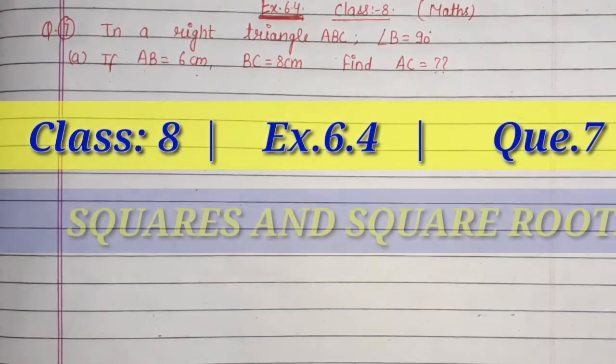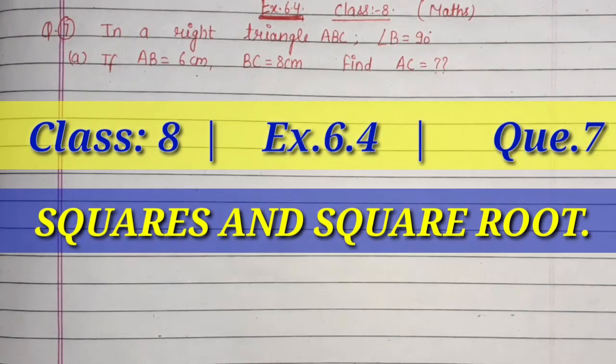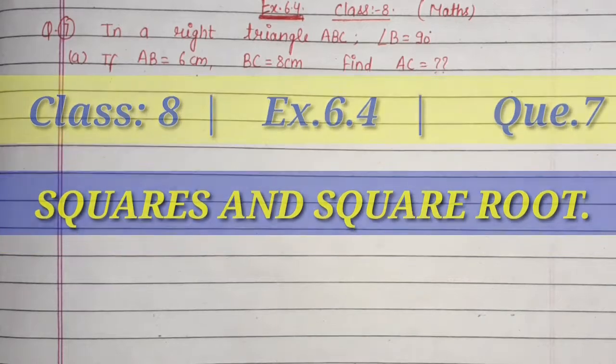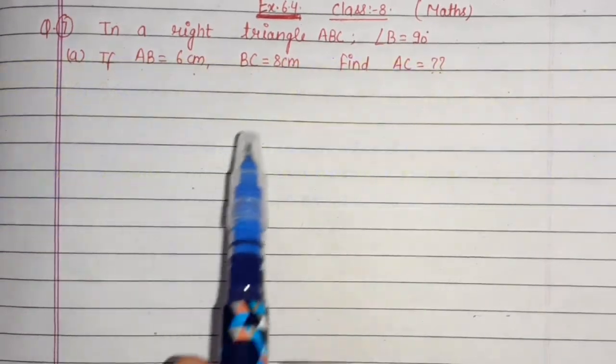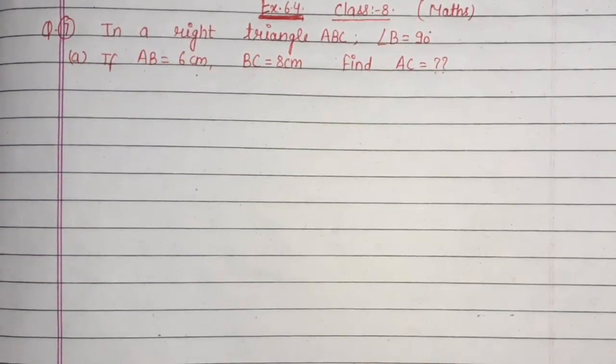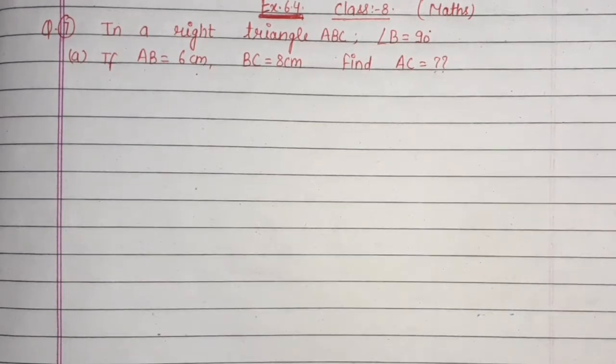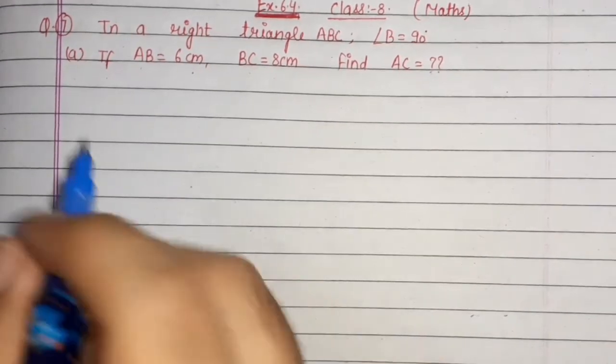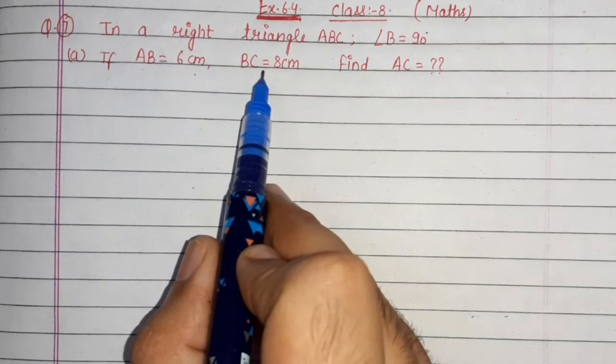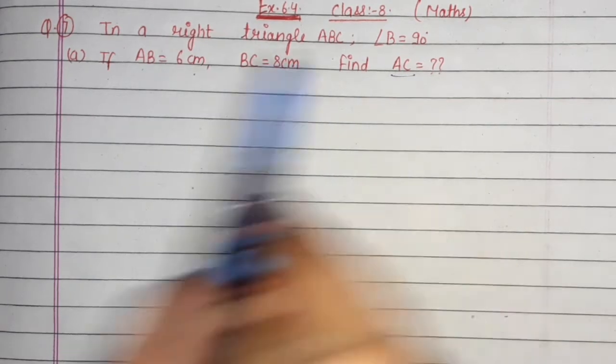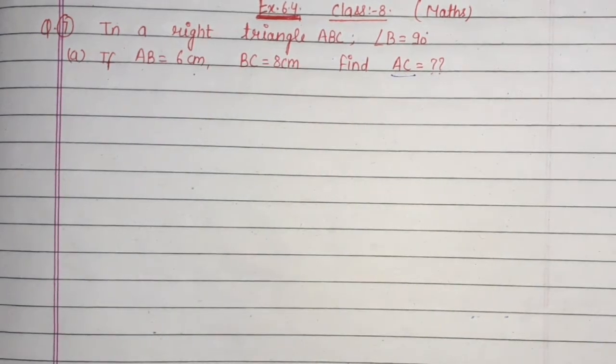Hello dear students, this is the question number 7 of exercise 6.4. The question is, in a right angle triangle ABC, angle B is given 90 degree. If AB is given, side BC is given, we have to find the side AC. What is the length of side AC?